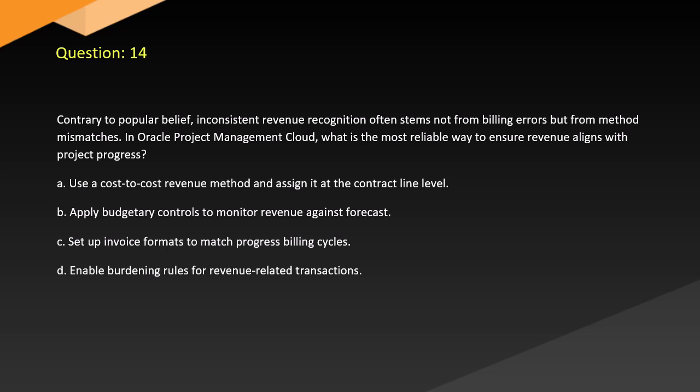A. Use a cost-to-cost revenue method and assign it at the contract line level. B. Apply budgetary controls to monitor revenue against forecast. C. Set up invoice formats to match progress billing cycles. D. Enable burdening rules for revenue-related transactions.